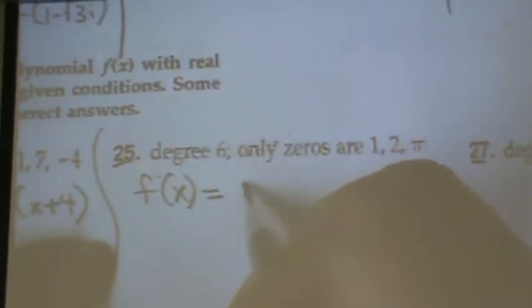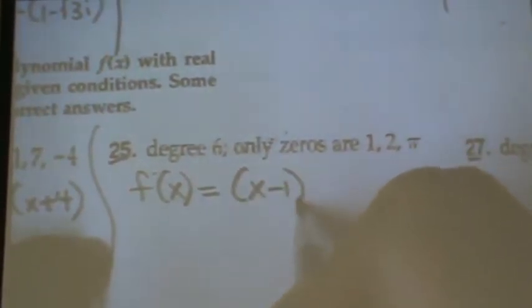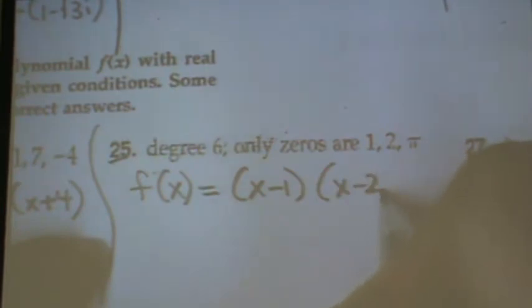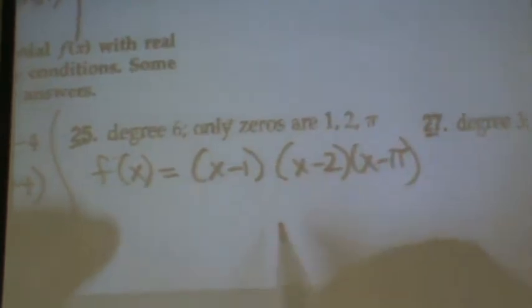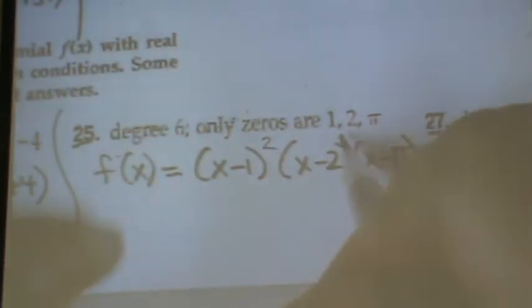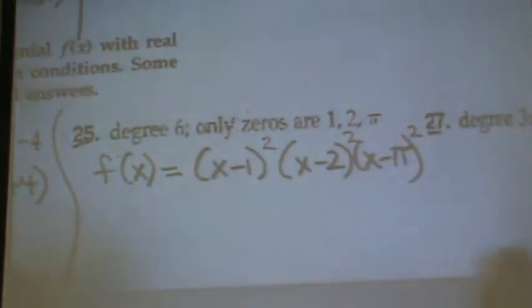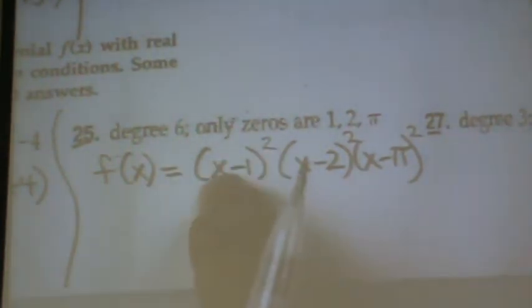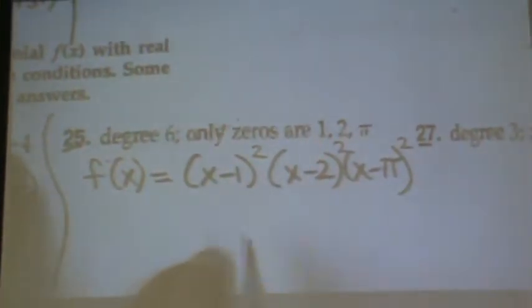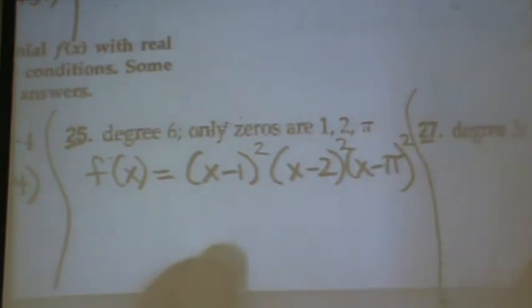The next one, it says I want the degree to be 6, and my zeros are going to be 1, so x minus 1, x minus 2, and x minus pi. Now, it doesn't tell you if it crosses or bounces, so you can put 2's on all three of these zeros, or you could even change this, make that a 4, and keep these as 1's, but that would be good enough.